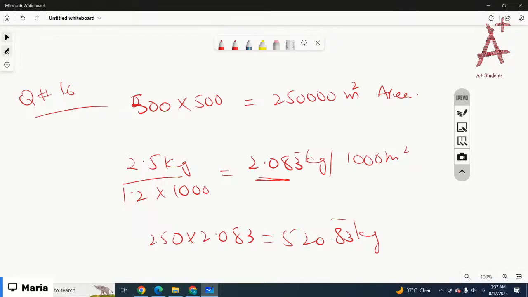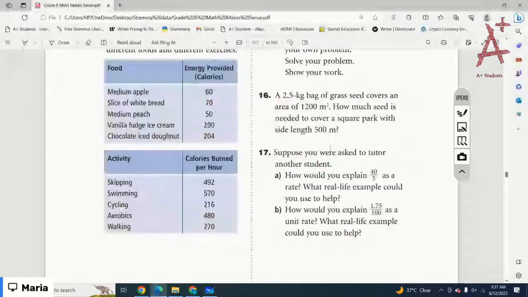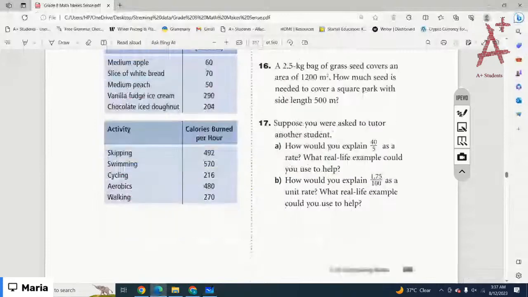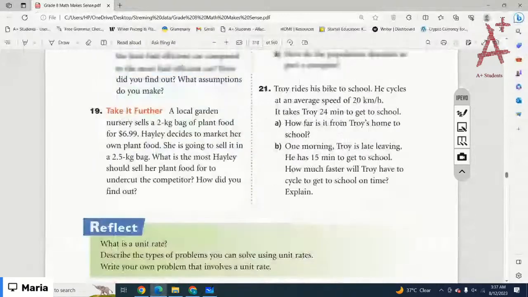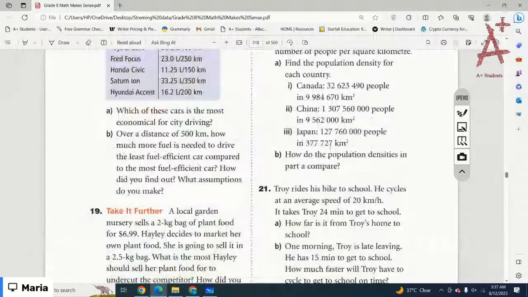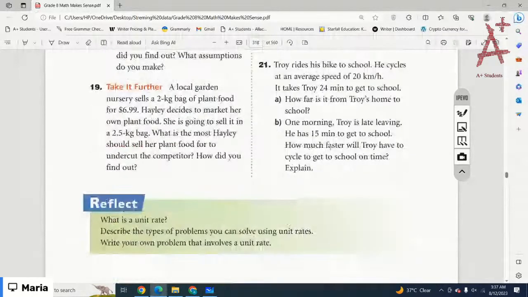Okay, let's just do question number 19. A local garden nursery sells a 2 kilogram bag of plant food for $6.99. Halle decides to market her own plant food. She's going to sell it in a 2.5 kg bag. What is the most Halle should sell her plant food for to undercut the competitors? How would you find out?